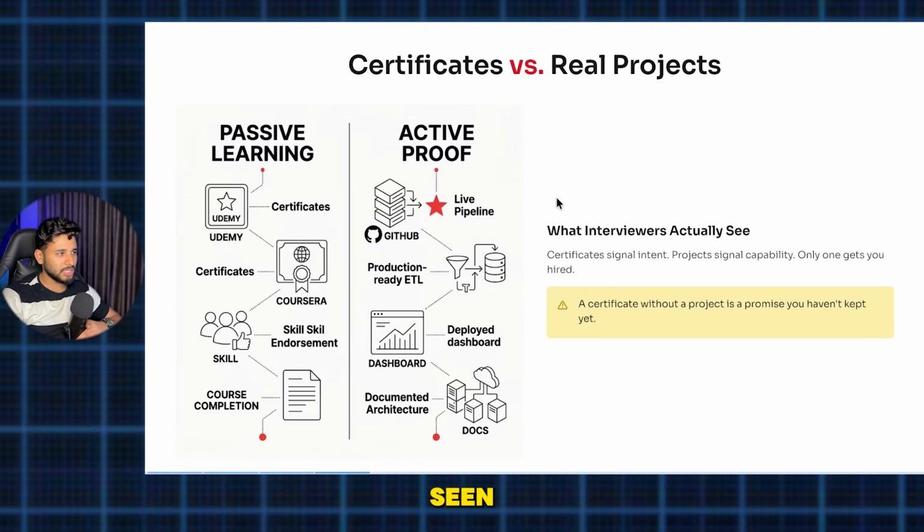I have also seen many people who are passive learners instead of showing active proof. People take Udemy courses, do Coursera courses, get skill endorsements on LinkedIn, and post everywhere that they have done this certificate. But when you go to the proper interviews, you fail. Why? Because you don't have actual proof. You are doing the courses, but you are not building any pipeline. Do the courses.